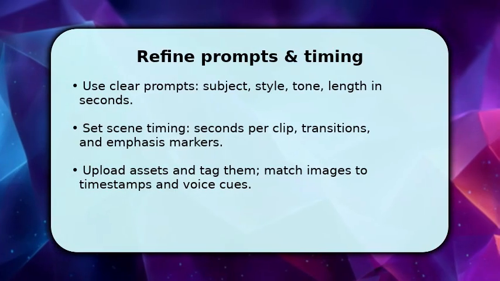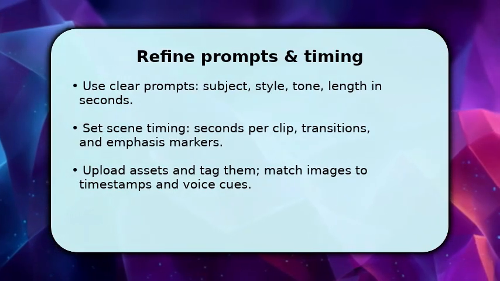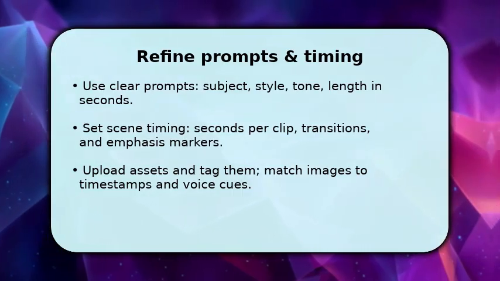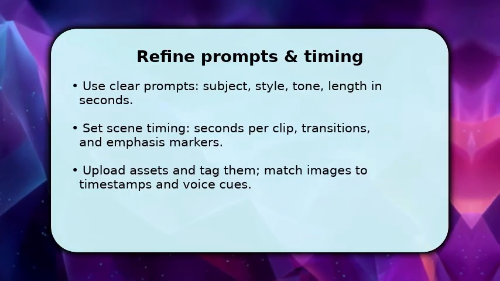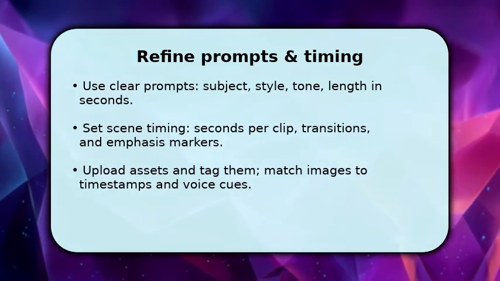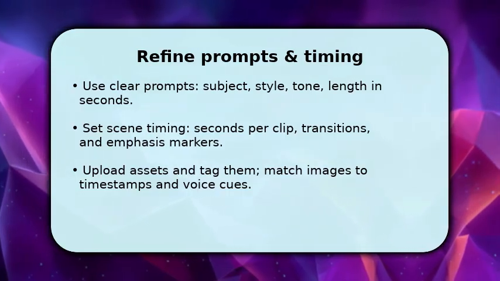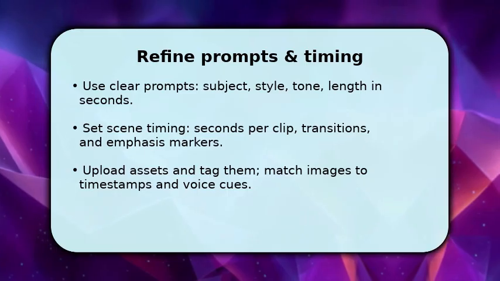You now refine the prompt to control output. Specify subject, desired style, and voice tone, and add the target duration in seconds so timing stays predictable. Then map scenes by assigning seconds per clip and note transition types. That ensures flow and avoids abrupt cuts.